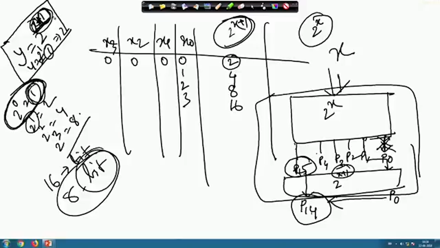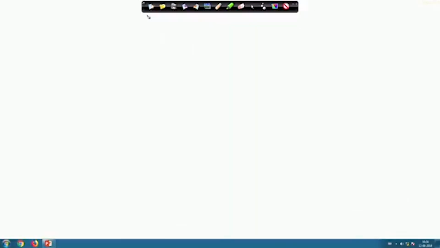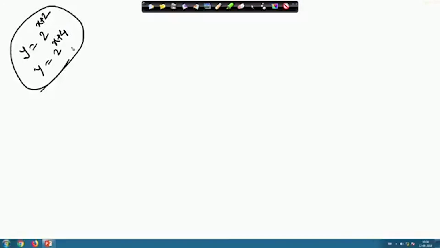Now the same thing: suppose I have to add 2, y equals 2 to the power x plus 4. How can I design that circuit? You can also try from this point. I am not discussing that over here. If you have doubt about how you can design it, we will discuss it in the forum or offline.